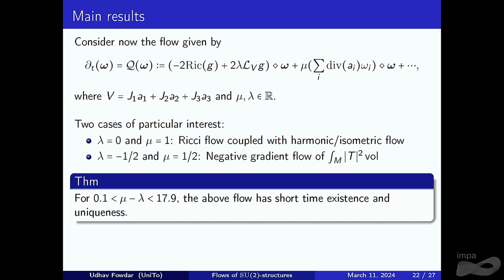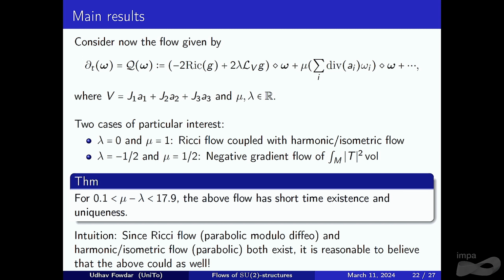and uniqueness. And one reason why you might believe such a result should hold is because I'm starting with Ricci flow, which is parabolic, modulo diffeomorphism, and on the other hand, I'm adding to that, on the skew-symmetric bit, the isometric flow, which is also parabolic, and both exist, so it's reasonable to believe that the combination of both of them might exist, okay? Now, of course, in the isometric case, the metric is fixed, but now I'm evolving it by Ricci, so it's not obvious, but it is true.